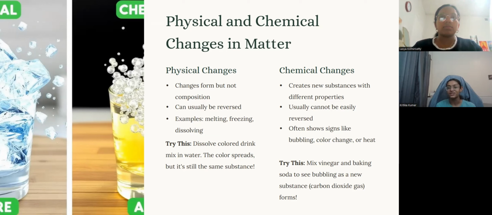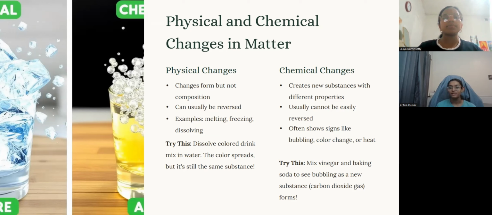It's just changing color. And then chemical changes would be if it creates new substances with different properties, which usually cannot be reversed and often shows signs like bubbling, color change, or heat, or like smoking or something.